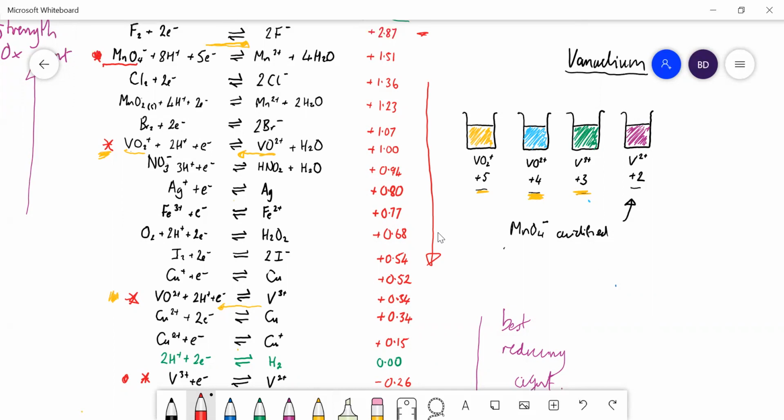Right, let's have a little think now about if we had a weaker oxidizing agent, because manganate is a strong oxidizing agent, +1.51. Let's think about a fairly weak oxidizing agent, iodine, I2.